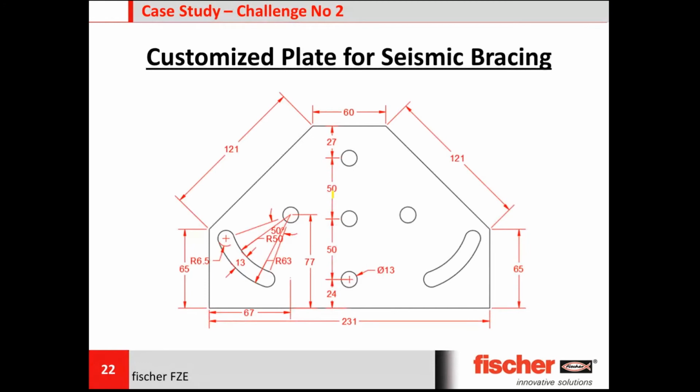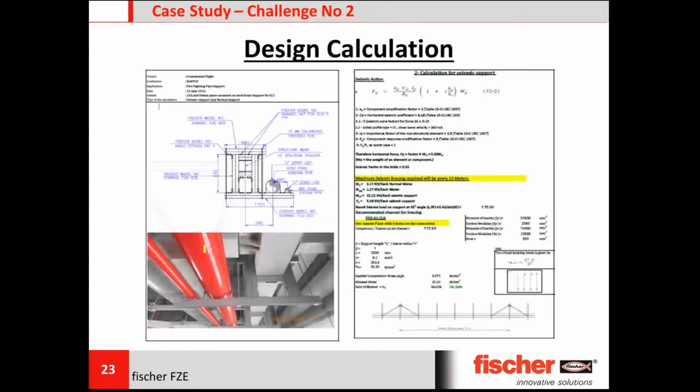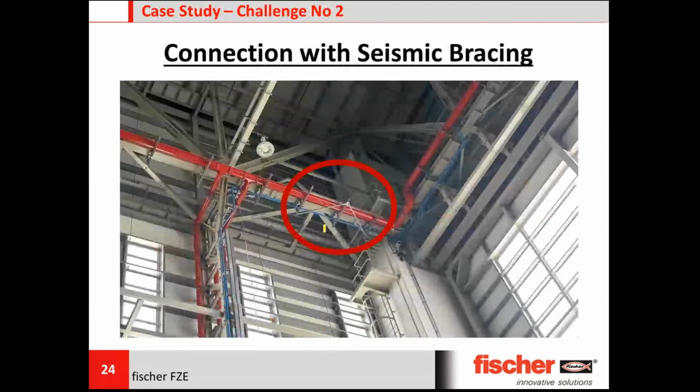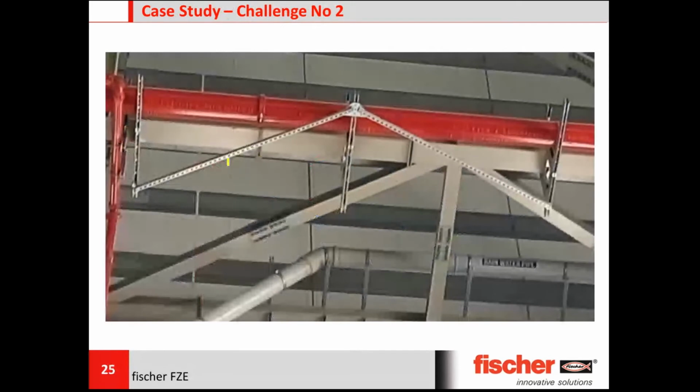To make this bracing or interconnection, we had to develop a new base plate or a special kind of arrangement, a flat plate, and then we did all the calculations, structural calculations, seismic calculations, and then finally we had the finished product at site. So as you can see, this is how we interconnected different supports to form a seismic support. This is a blowout picture of how it looks like.